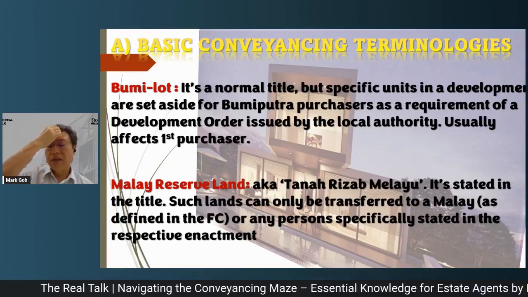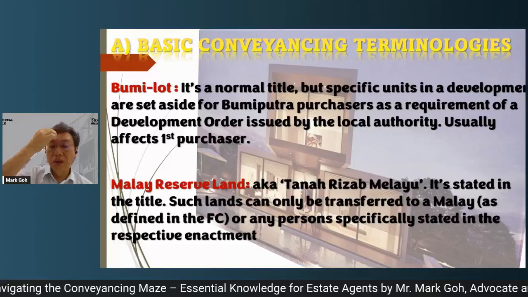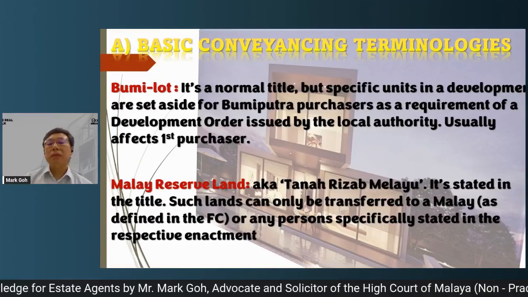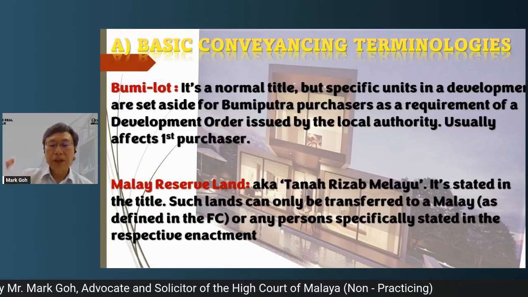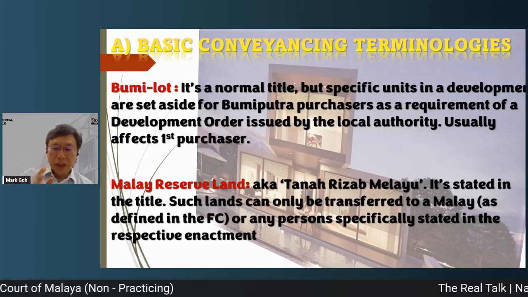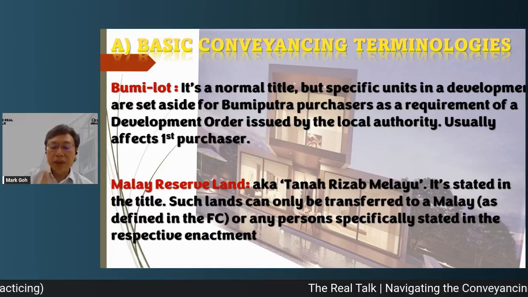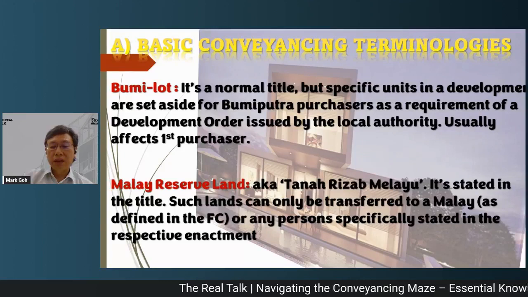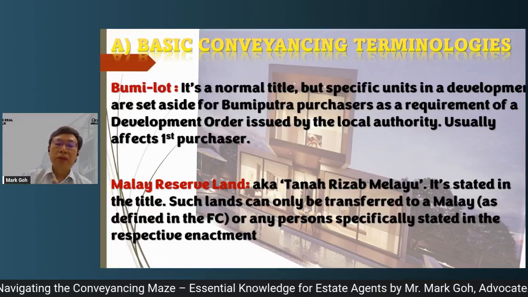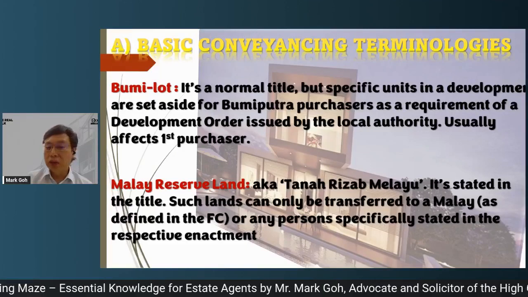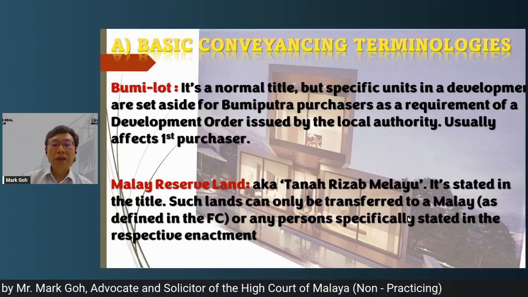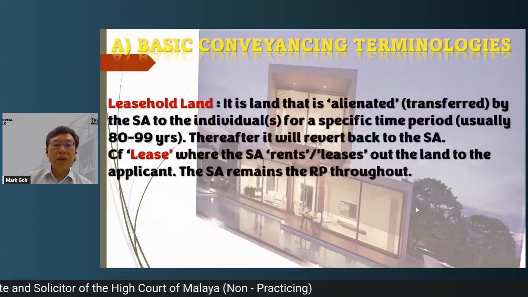A Malay is defined in the Federal Constitution. Just to tell you, it's defined not by race, but by custom and by religion. If a person is a Muslim and he practices the Malay custom, he's a Malay, right? So if it is a Tanah Rizab Melayu, it can only be transferred to Malays or any person specifically stated in the respective enactment, right? So this one is only in the hands of Malays. This is completely different from Bumi lot. Bumi lot is just a normal title. So don't get confused. It can be given to a so-called non-Bumi, right? So these are the definitions I would like to give.